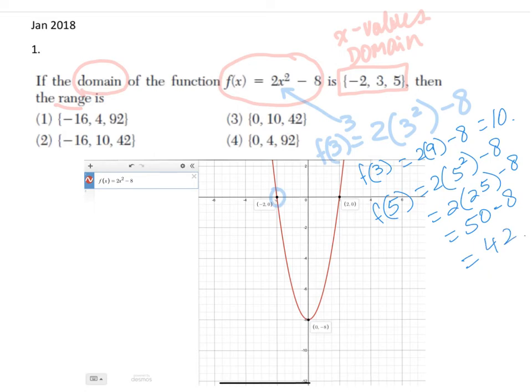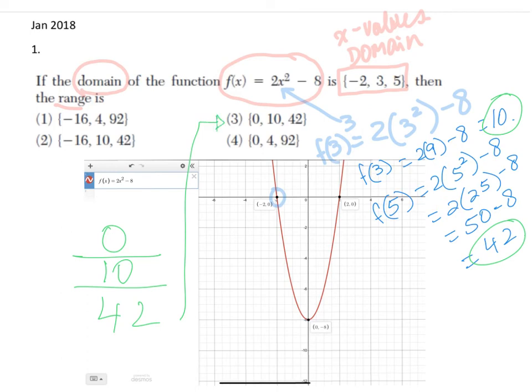So what are my values? I've got 10, I've got 42, and at -2 I've got 0. So look for these values: 0, 10, and 42. Answer choice 3.